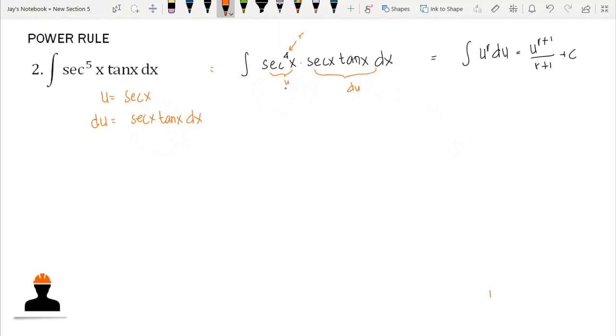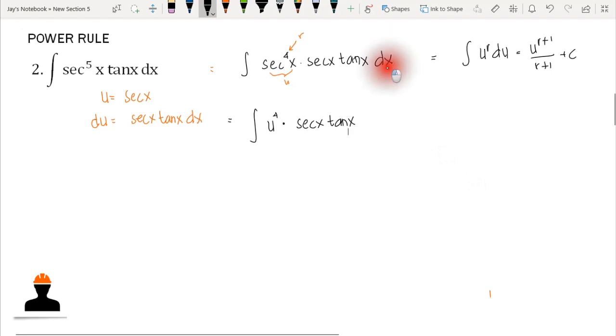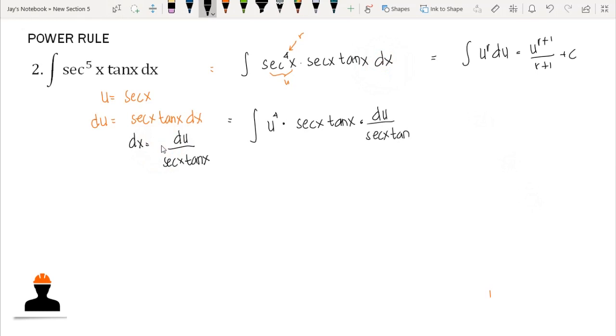But using u-substitution, we change these functions into functions of u. So let's change that. First, we have secant x here, that is u, with the exponent of 4, then secant x tangent x, let's copy that. Then the value of dx can be derived using this du. We can express dx as equal to du over secant x tangent x, correct? So we change the value of dx by this value, du over secant x tangent x. Then we can cancel this out, correct? Secant x tangent x. So the remaining would be the integration of u raised to the 4 du.